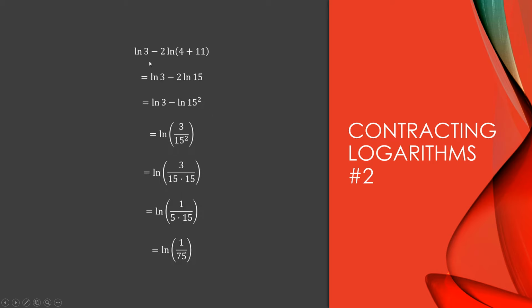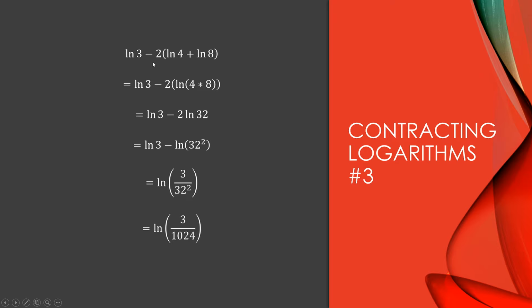Next up, we've got natural log of 3 again, minus 2 natural log of some stuff. Well, wait a minute. 4 plus 11, I can just add those, right? They're inside of parentheses. 4 plus 11. All right, let's do that. So I've got 2 natural log of 15. Oh, that's being multiplied by 2. Let's bring that in as an exponent. Now I've got a difference. Let's write that as a quotient. And honestly, this is pretty good, right? I'm good to go. What I do from here down is just a little bit of simplifying because I can reduce this fraction down to 1 over 75. And that's what we've got to do.